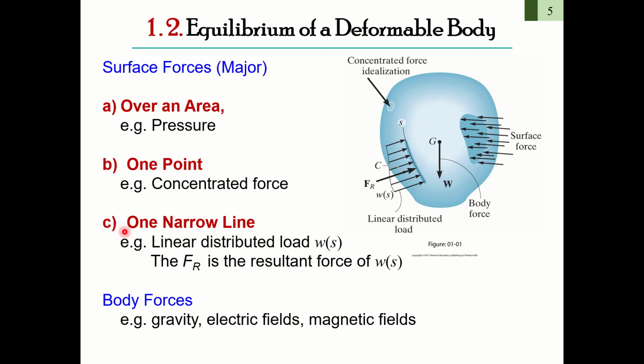Or if the force acts on a narrow line with a linear distribution law, we call it W, a function of S. The W is the function of S. The S is the curvature, or a line curve, on the body. Okay, Fr equals what? Fr equals the resultant force of Ws.